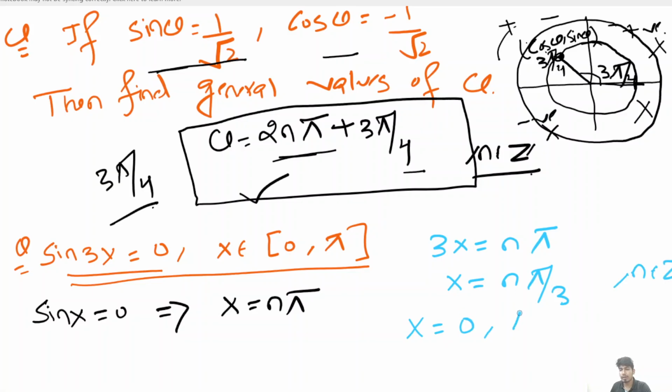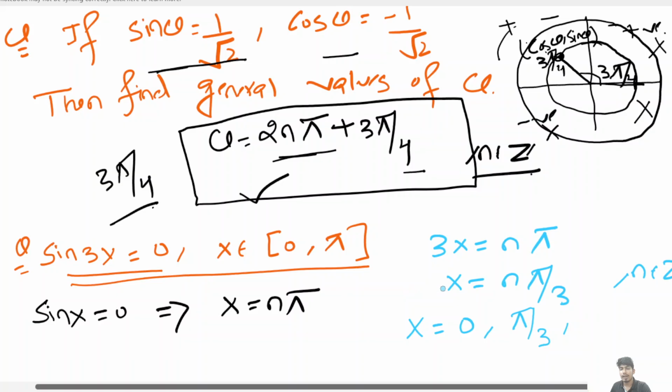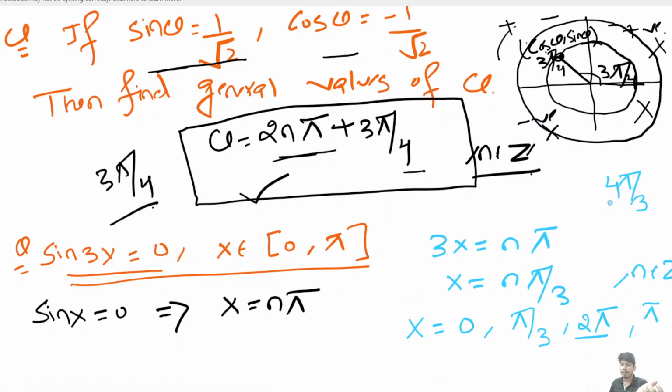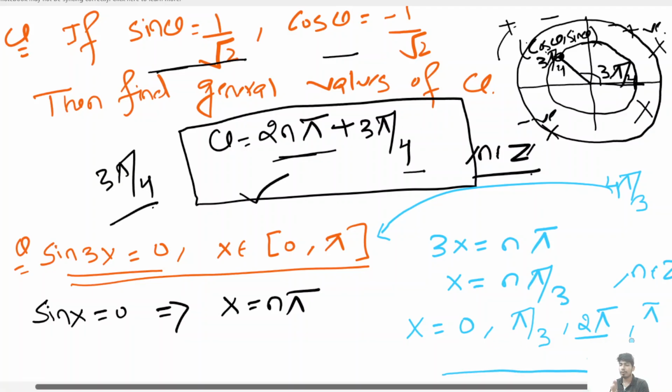If n becomes 1, then x is pi upon 3. If n becomes 2, then this is 2 pi upon 3. If n becomes 3, this is pi. If we take n as 4, then 4 pi upon 3 does not belong to this interval. Okay, students. Then there are 4 values of x: 0, pi upon 3, 2 pi upon 3, and pi.